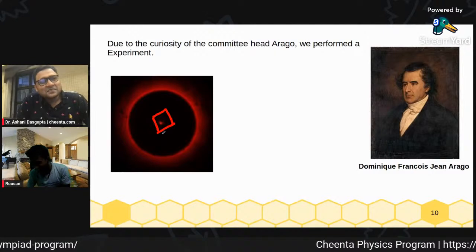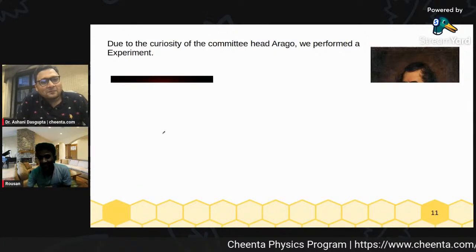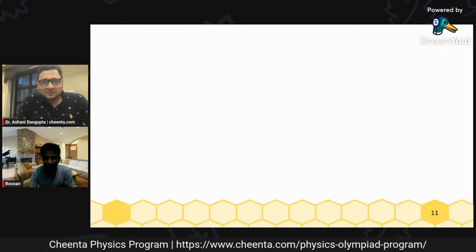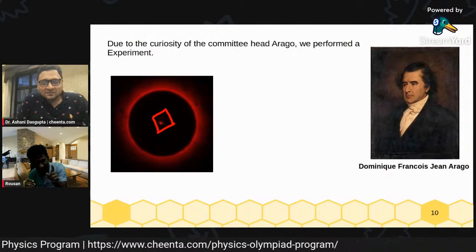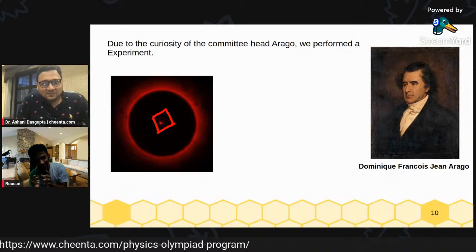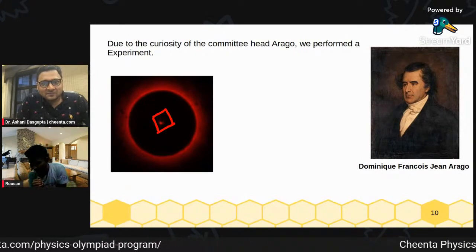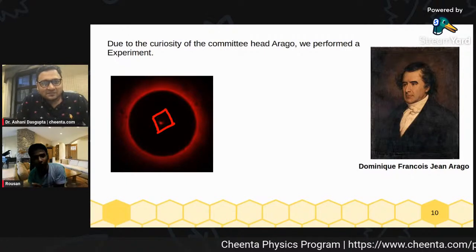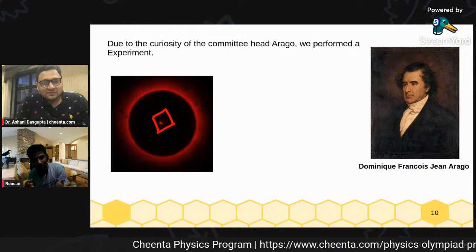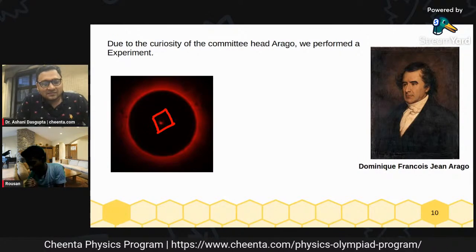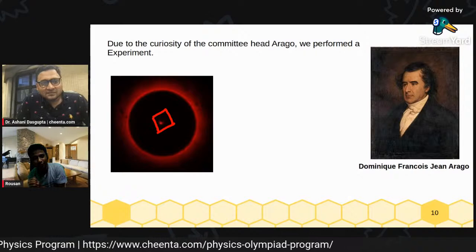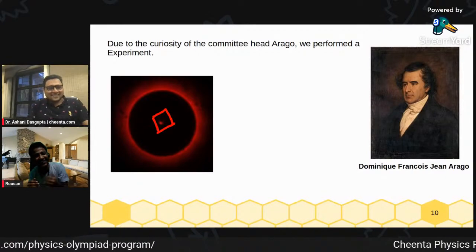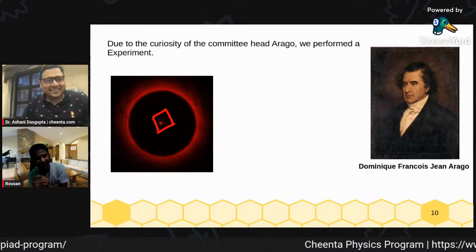Right. And let me tell you that the interesting thing was that, in the previous slide, let me come to the previous slide. This particular spot was sometimes called Arago spot. But if you read some standard textbooks like Ajoy Ghatak's optics book, or maybe in Google, you will see that this spot is actually called Poisson spot. Why? Because he was the one who actually coined this particular thought experiment.